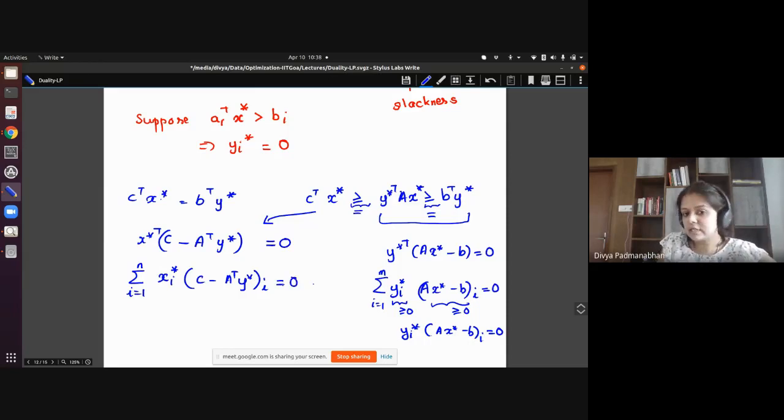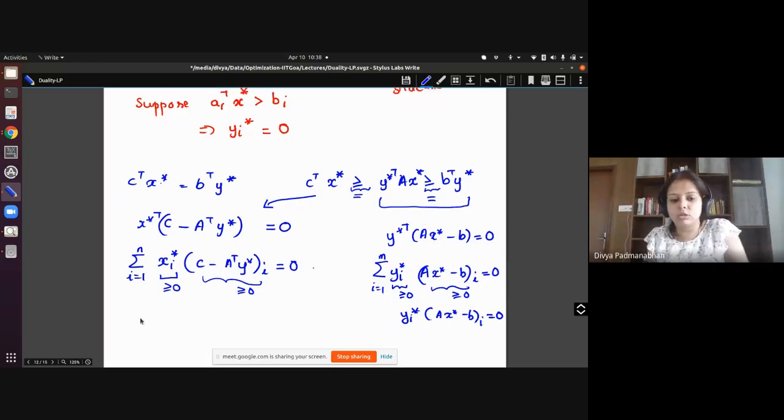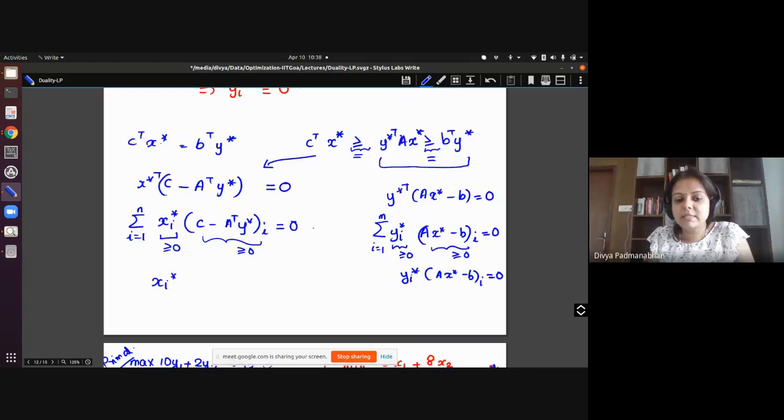Again, x star and y star are primal and dual feasible respectively, so this is greater than 0, and this part is also greater than 0. So you must have that each of these products is equal to 0. That's the only way this overall summation can be equal to 0. That means xi star times the ith term of c minus a transpose y star, the ith inequality of the dual, times xi star, the corresponding dual variable, which is the primal variable, is equal to 0, for all the variables.